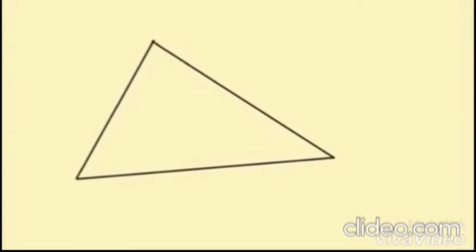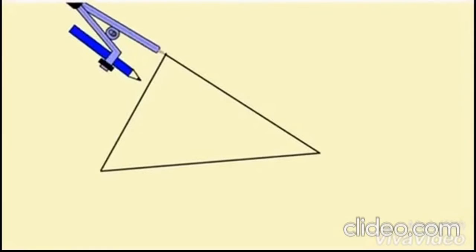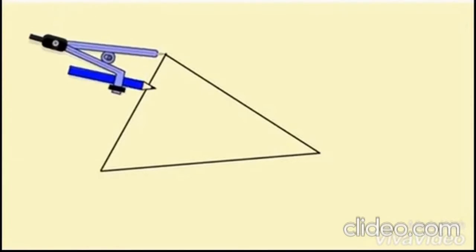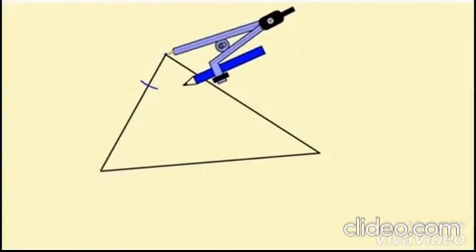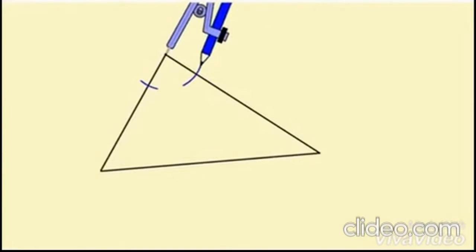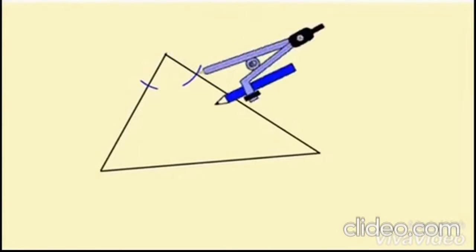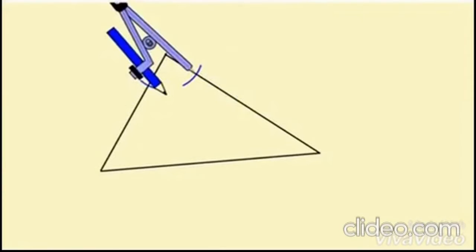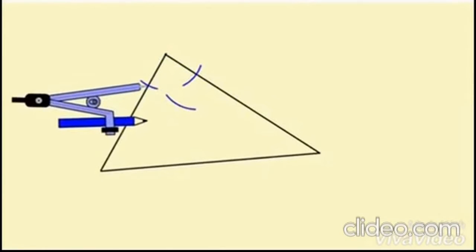Take your compass and put the point at one vertex. Mark up a little arc on the first side and then also down on the second side. Those two arcs are the same distance from the vertex. Put the point of your compass where the arc intersects the side. Draw an arc in the interior.